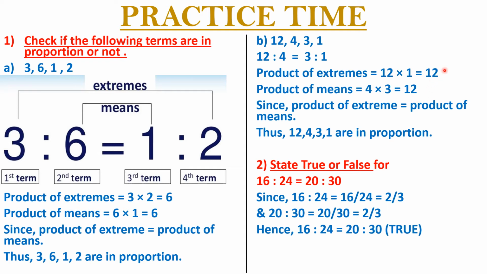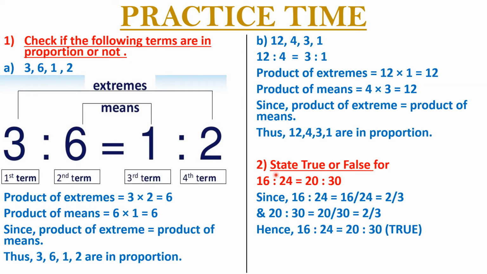Children, since the product of extremes is equal to product of means, hence we can say the terms 12, 4, 3 and 1 are in proportion. That is 12:4 is in proportion with 3:1. If the product of extremes is not equal to the product of means, then the terms are not in proportion. In this way, we can check whether the given terms are in proportion or not.